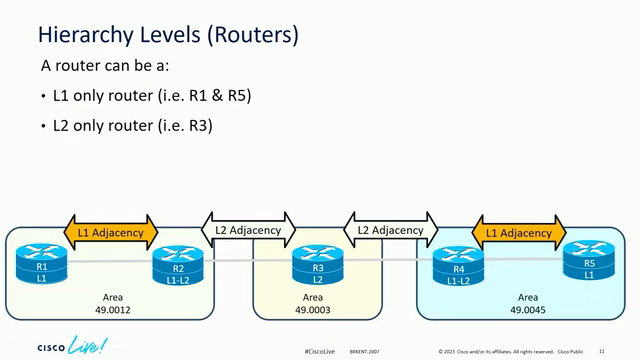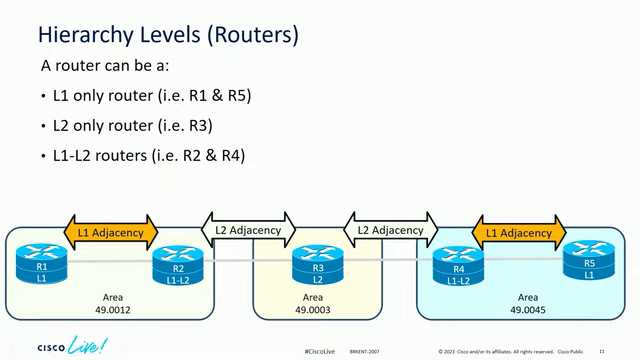Now, with that, there's no reason for R3 to act as an L1, L2 router because it's only connected to other areas. So we could tune it to be only an L2 router. This gives us a little bit more of what our topology looks like, and R2 and R4 are gonna be L1, L2.